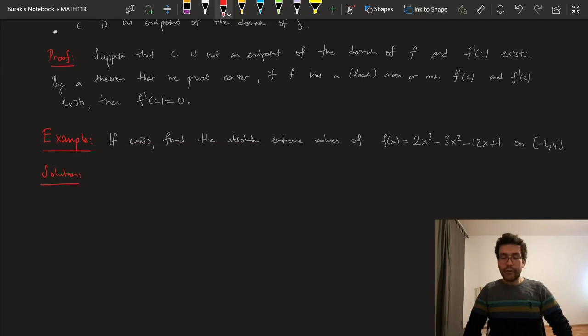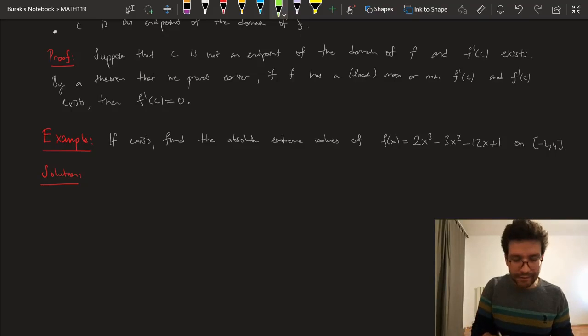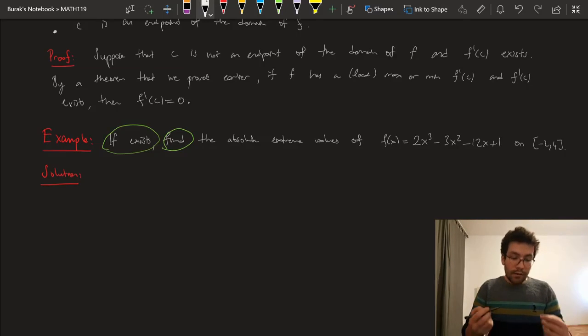So I'm given a polynomial, a very simple, very nice function, and I'm given a closed and bounded interval. I want to find the absolute extreme values, okay? Later on, we're going to solve questions where we also find local extreme values, so don't worry about that for now. The question says, if exists, find these. So the question actually has 2 parts. I should first decide whether they exist or not, and if they exist, I should find them. First question: do these values exist?